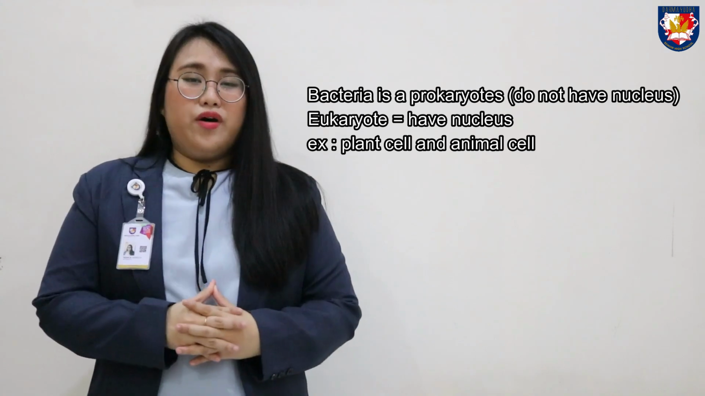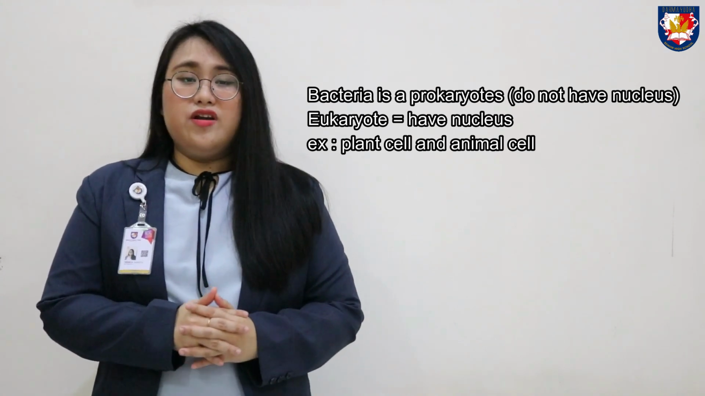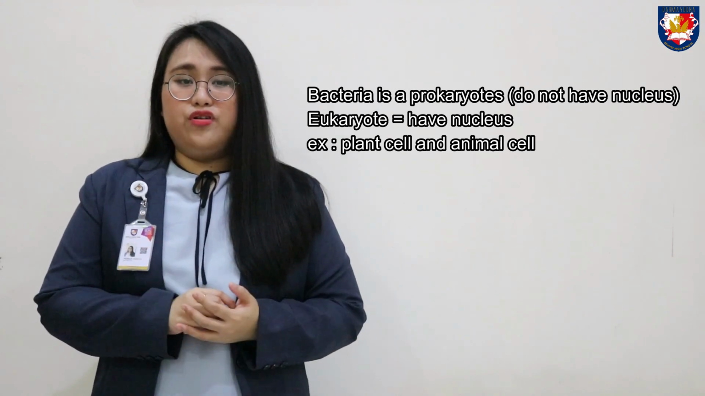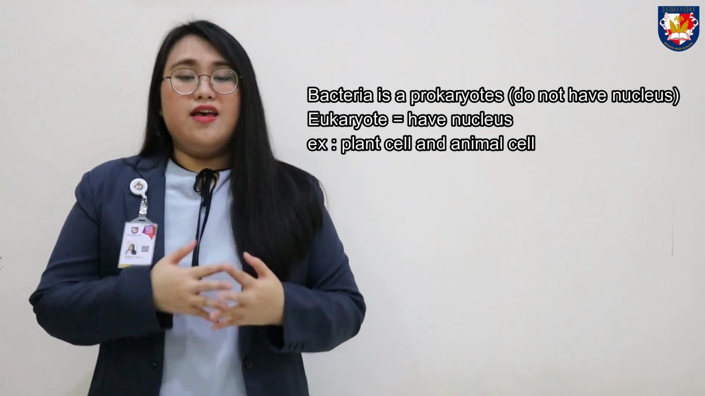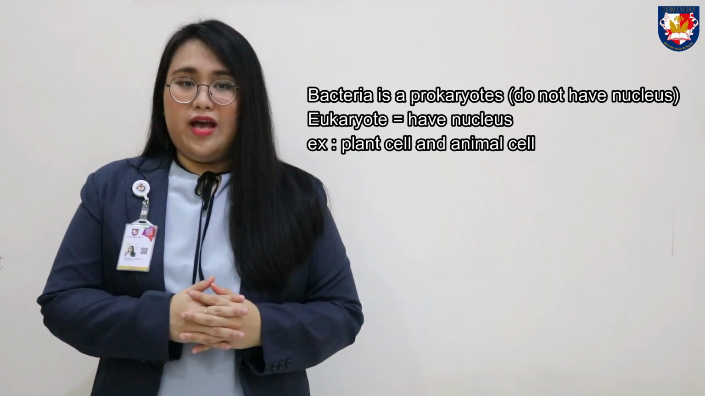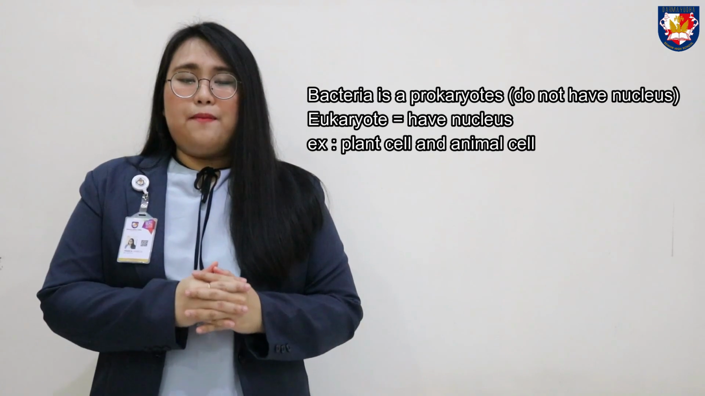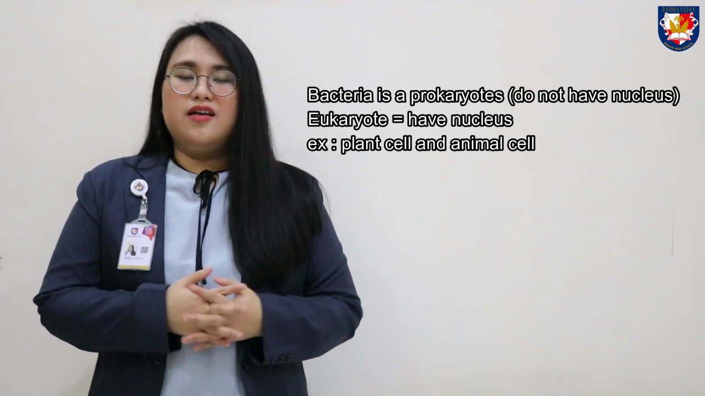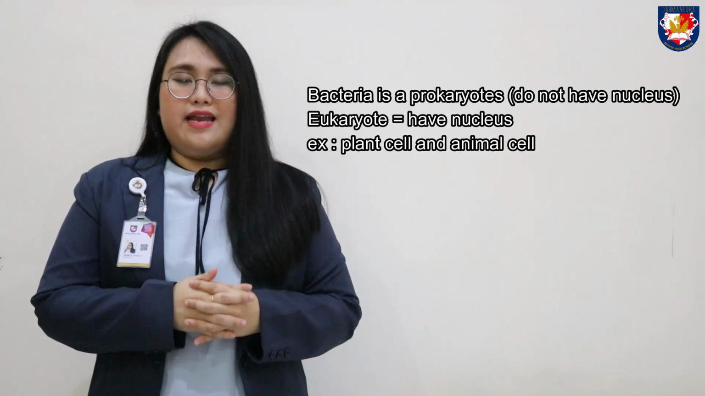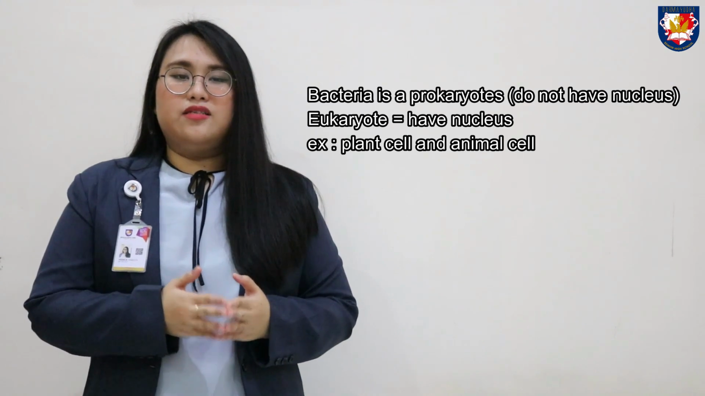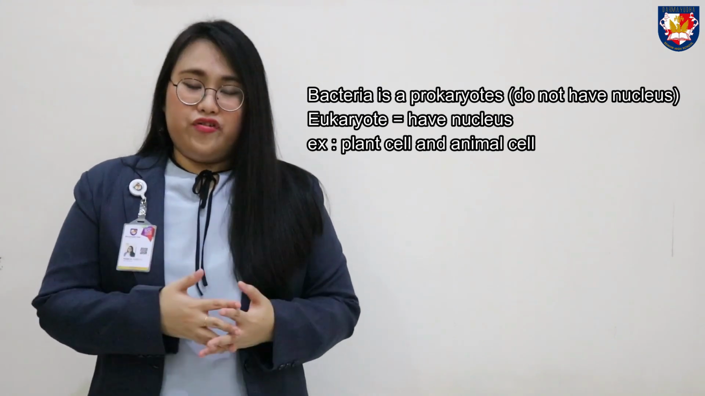So bacterial cells are prokaryotes. Why do we call them prokaryotes? Because they don't have the nucleus. So all organisms that don't have a nucleus, we call them prokaryotes. And one of their examples is the bacteria. Well, the cells that possess the nucleus, we call them the eukaryotes. And plant cells and animal cells are 2 examples of the eukaryotes.